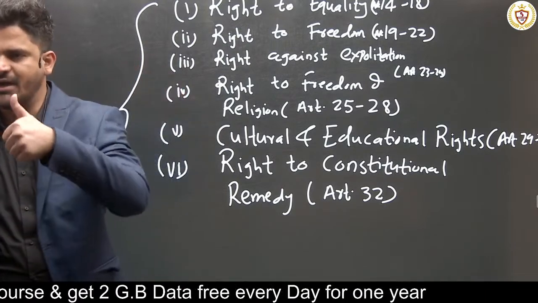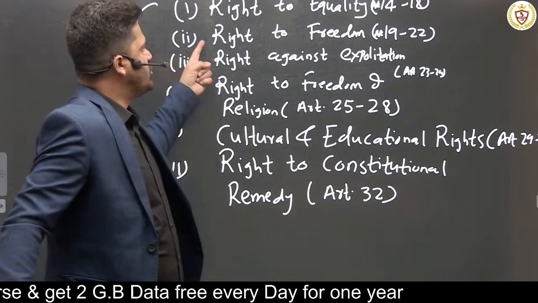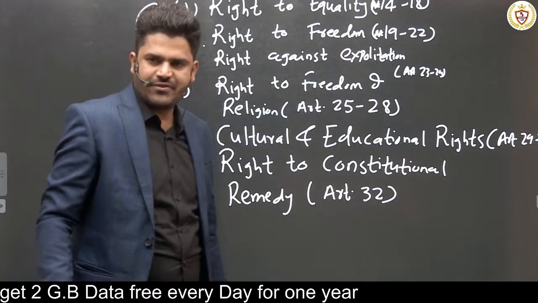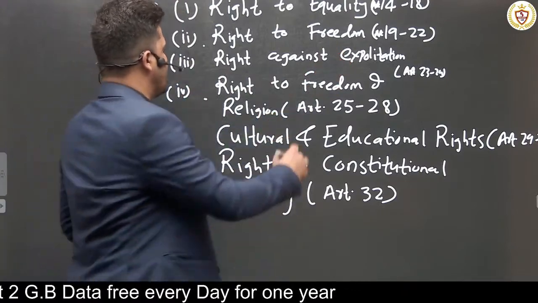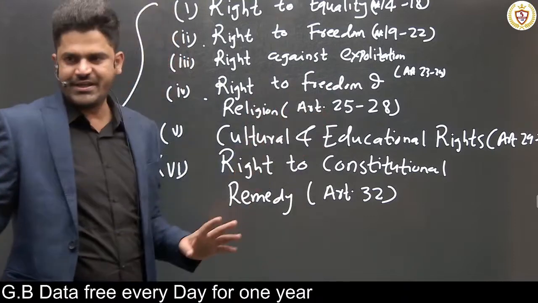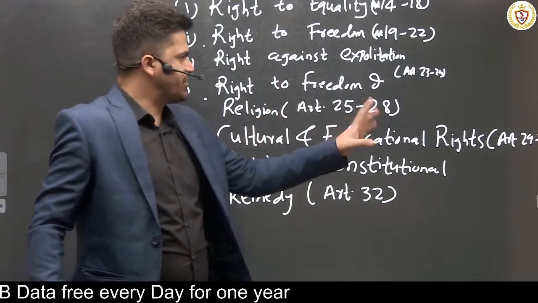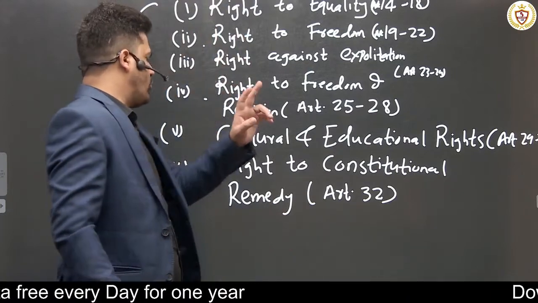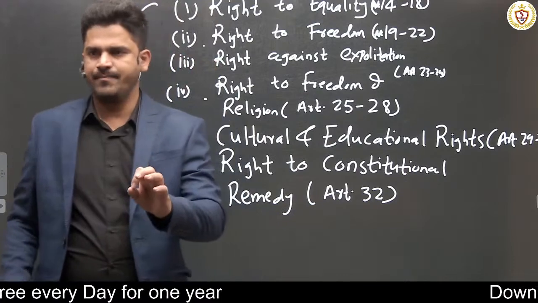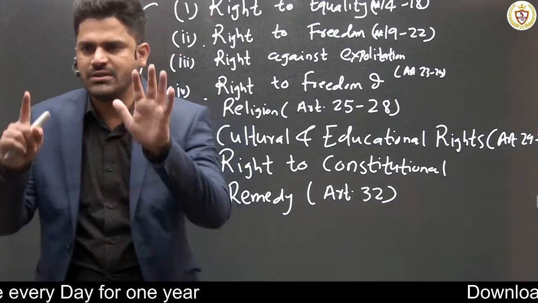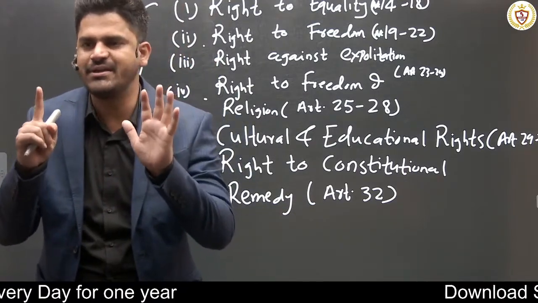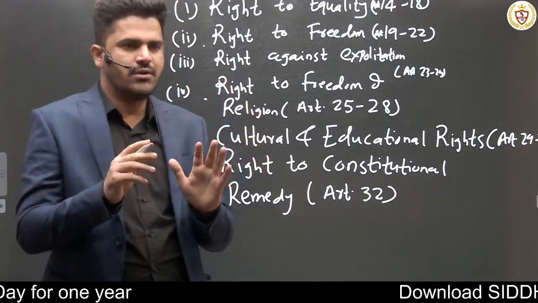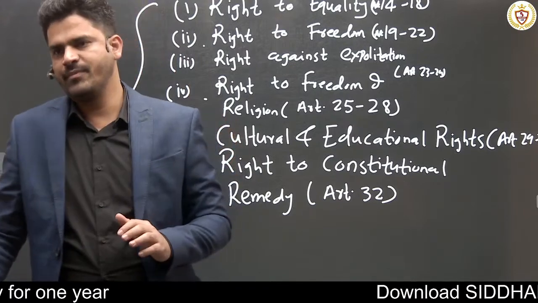Right to equality from articles 14 to 18, right to freedom from articles 19 to 22, right against exploitation from article 23 24, right to freedom of religion from articles 25 to 28, cultural and educational rights from article 29 to 30, right to constitutional remedy, article 32. So the Indian Constitution provides for six fundamental rights.